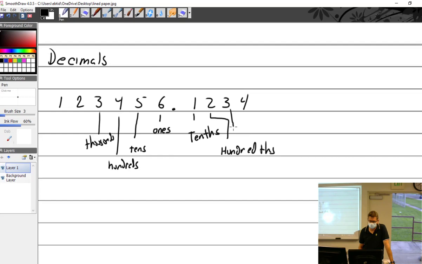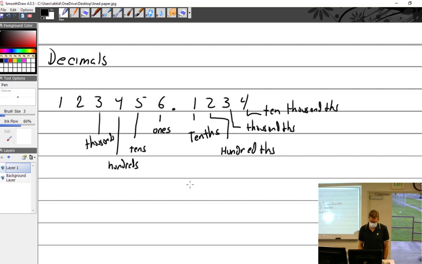Then this one is the thousandths, and this is the ten-thousandths. All right. And of course you probably do well going past thousands. What do we hit next? Ten thousands, hundred thousands, millions, on and on and on.